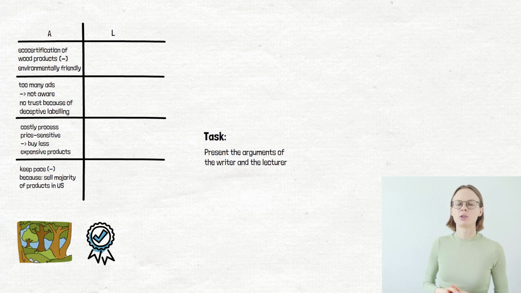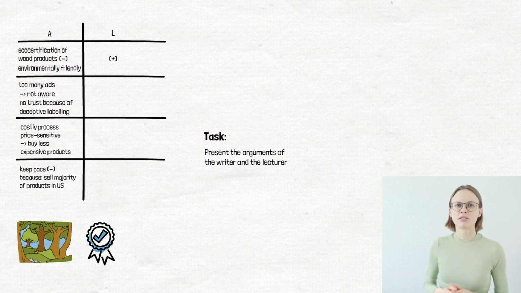Now let's go on with the counter-arguments of the lecturer. First, and this is important for our introduction, we need to indicate that the lecturer is of a different opinion. He thinks that it is indeed very likely that American wood companies will get eco-certification. So I will put a plus in the first row of the table to indicate that.